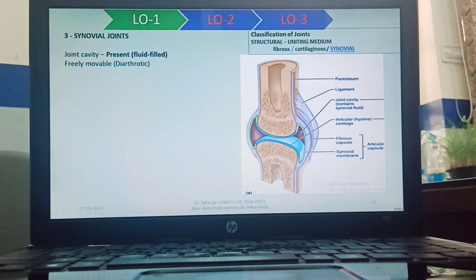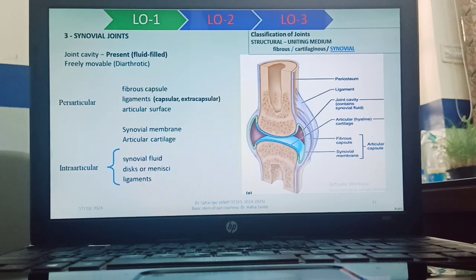There are some structures always associated with the synovial joint. I mentioned those structures in our previous class, but look at them. You can categorize these structures into periarticular structures and intra-articular structures. Intra-articular will be those which are coming in the way of articulation. That will be the synovial fluid.